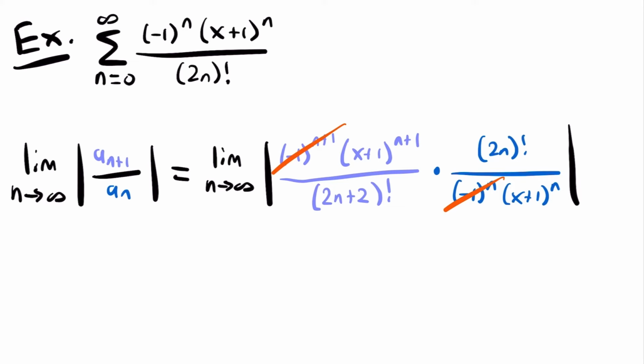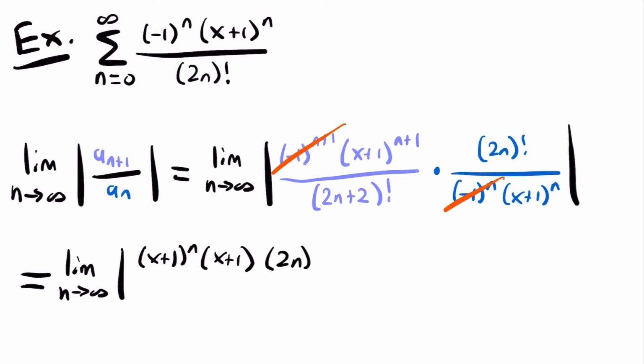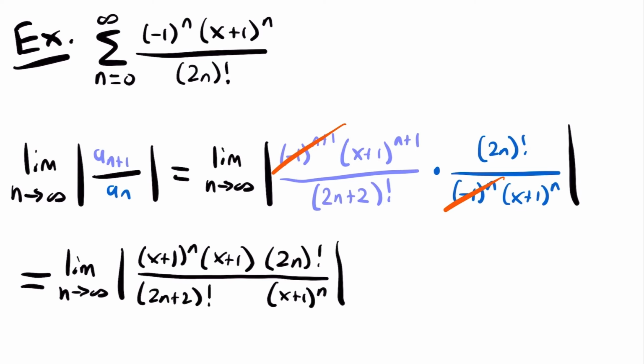Okay, and then one more thing before we rewrite our limit. I'm going to split this power. We're going to have x plus 1 to the power of n times x plus 1 to the power of 1. All right, so I'm going to do that when I rewrite our limit here. We're going to have that this is equal to the limit as n approaches infinity of the absolute value of x plus 1 to the power of n times x plus 1 to the first power times 2n factorial divided by 2n plus 2 factorial times x plus 1 to the power of n. All right, now you notice I left some space here.